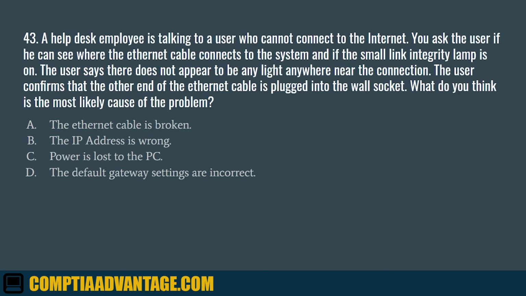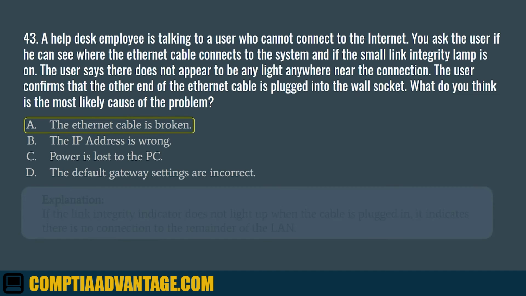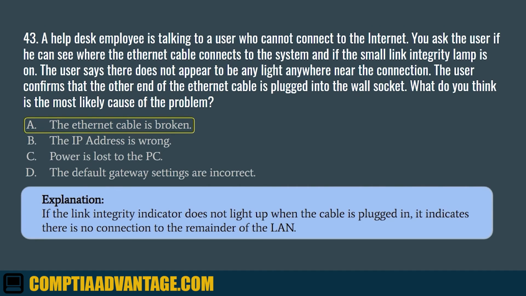A. The Ethernet cable is broken. B. The IP address is wrong. C. Power is lost to the PC. D. The default gateway settings are incorrect. The correct answer is A. The Ethernet cable is broken. If the link integrity indicator does not light up when the cable is plugged in, it indicates there is no connection to the remainder of the LAN.